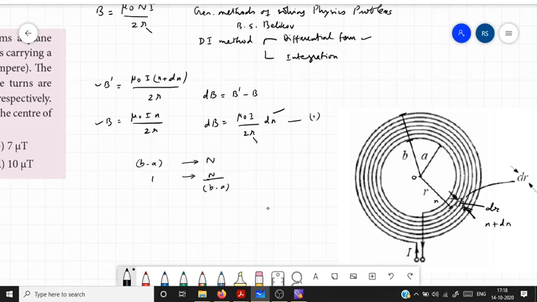Okay. Now for unit distance, we have found the number of turns. Then we can find it for any distance. The distance between the points that we have considered here is a very small distance dr. So in that distance of dr, what will be the number of turns? That is what we have written in equation 1 as dn. Therefore dn is nothing but n by b minus a into dr. So this is what I will substitute in equation 1 now.